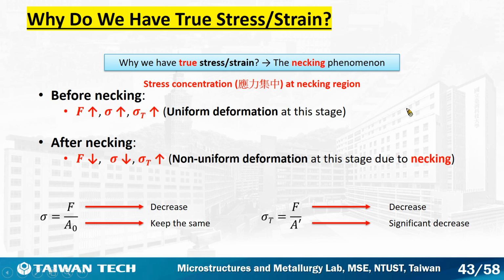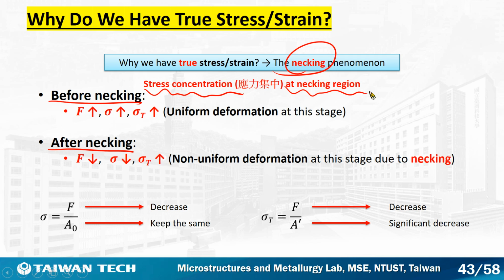And the important part is, why do we have the true stress and true strain? Why don't we just use the engineering stress and engineering strain? This is because we have a phenomenon we call necking. Before necking and after necking, the phenomenon is different. And necking is about after one point, we will have stress concentration at the necking region.